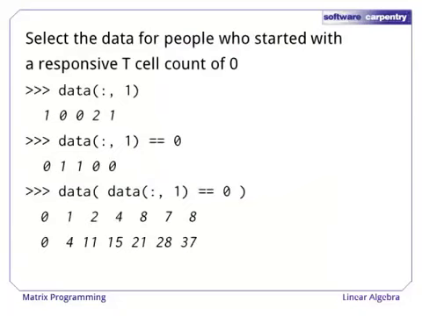It might be even more interesting to look at what happened to people who started with no responsive T cell count at all. The first step is to select the first column of data, i.e. the initial T cell counts for each patient. If we compare these to 0, we get a Boolean array with true for each row of the array that meets our criteria. If we use this to index the original array, we get the 2 rows for which the count at time 0 is 0.